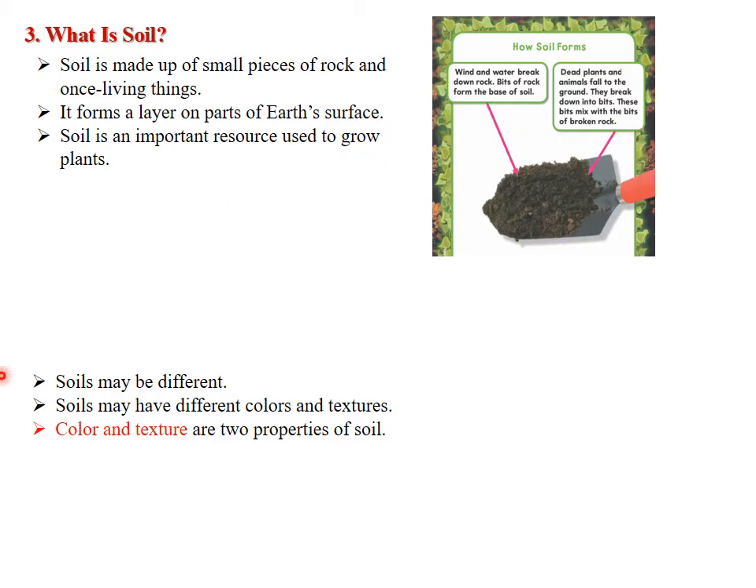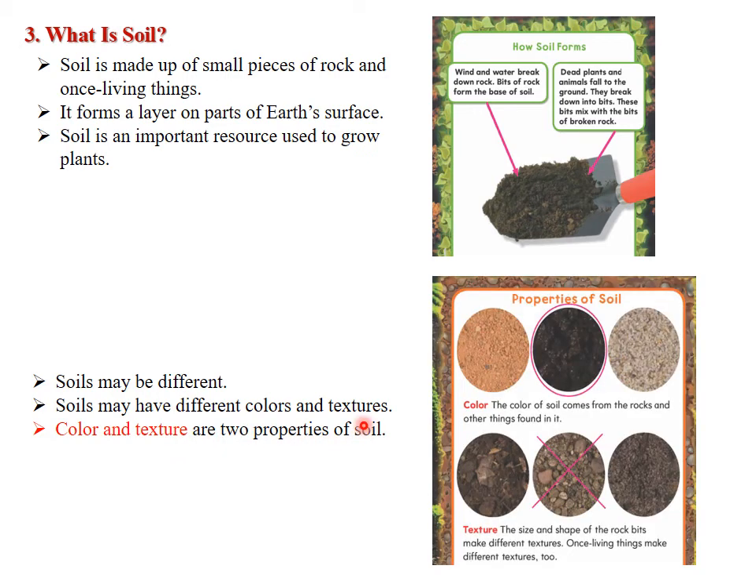We have to know that soils may be different. Soils may have different colors and textures. So color and texture are two properties of soil. If we look at the second picture, we can see that soil can be different colors and can have different textures. The color of soil comes from the rocks and other things found in it.